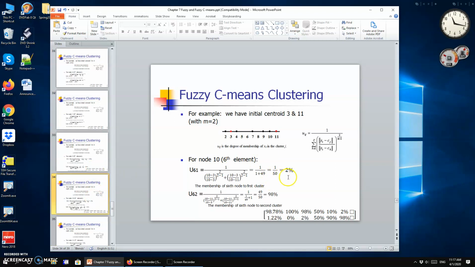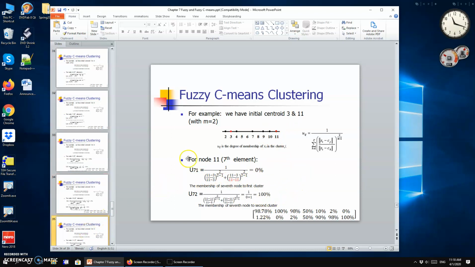Node 10 is closer to node 11 now, so you can see that we get 2% versus 98%. The same thing: to calculate U61, 10 minus 3 divided by 10 minus 3, and then 10 minus 11. And then we get 2% versus 98%.